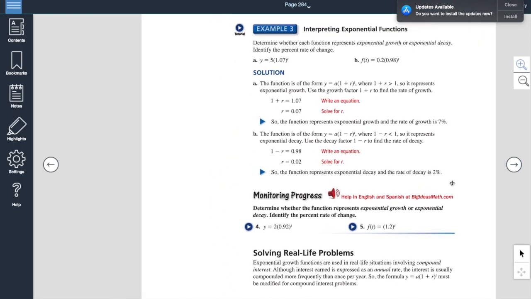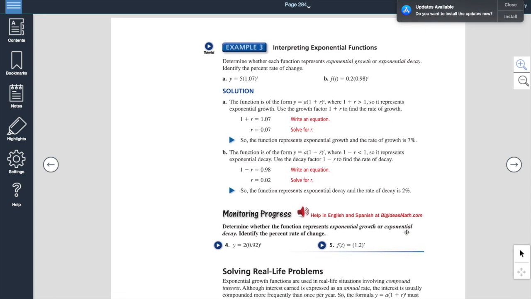All right, if we go to this next page, this has some examples for you guys on how you determine if it's exponential growth or decay and then identify the rate of change. So for this one, the initial value is 5. And this one, since this value is more than 1, it's more than 1 by 0.07. This would be a 7% growth.